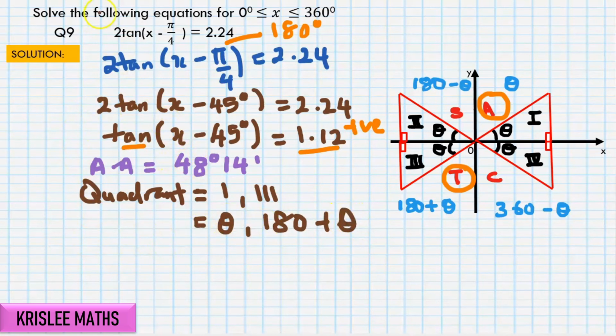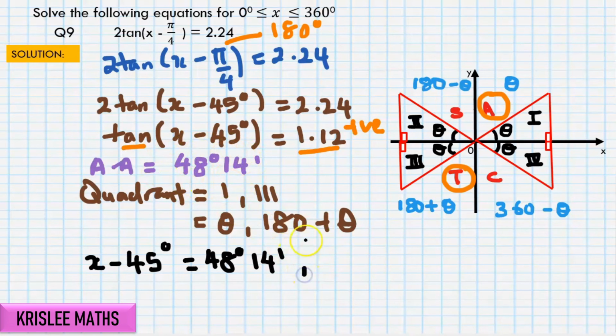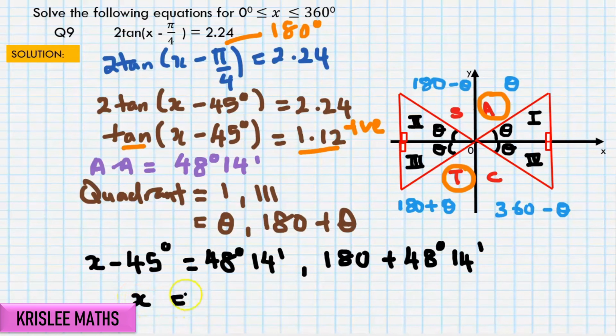So now we can find the value of x minus 45. In the first quadrant it is 48 degrees 14 minutes, the value of theta, that is the acute angle. In the third quadrant you have to add 180 degrees to the acute angle, that is 48 degrees 14 minutes. So now you can solve to find the x.